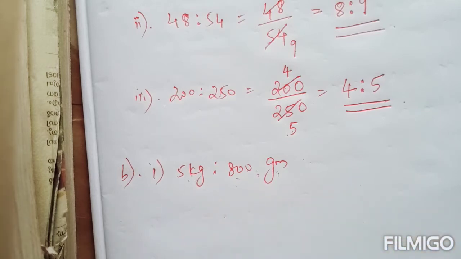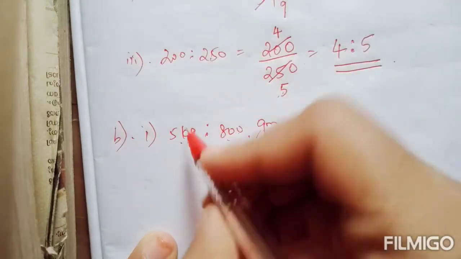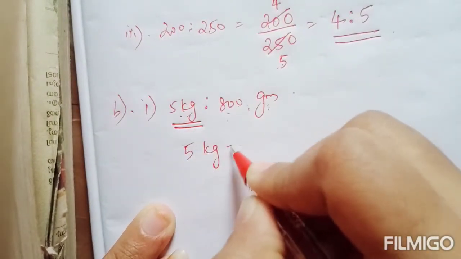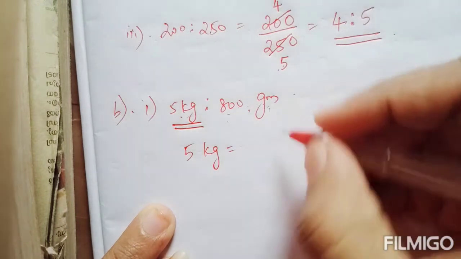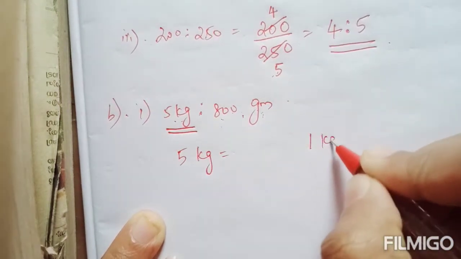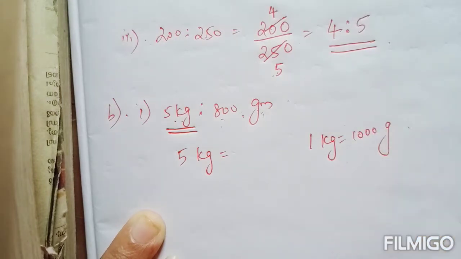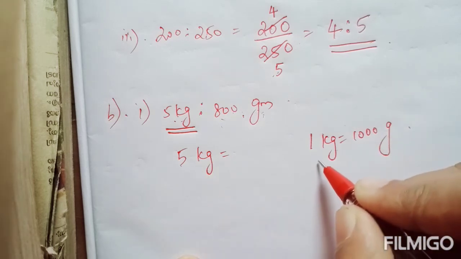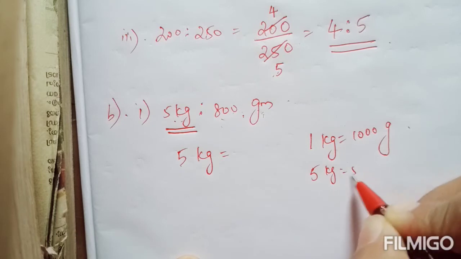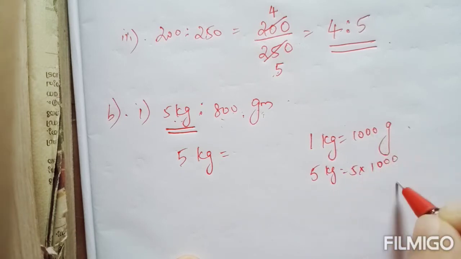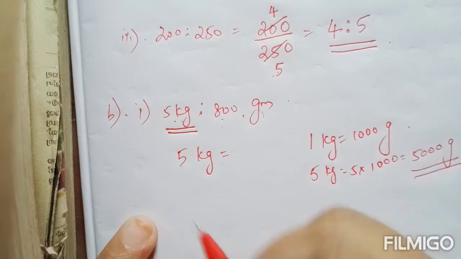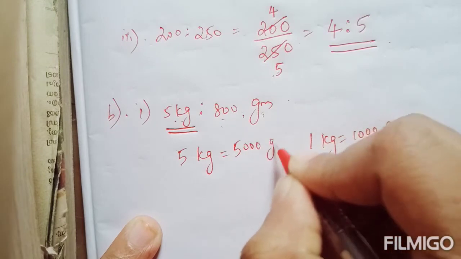So you have to make the unit same, then only you can find the ratio. Okay, so let us change this 5 kilogram to gram. 5 kilogram you can convert to gram. We know that 1 kilogram equal to 1000 gram. This you know. So what will be 5 kilogram? 5 kilogram will be 5 into 1000. Just multiply 5 by 1000. So you will get 5000 gram. Okay, 5 kilogram equal to 5000 gram.